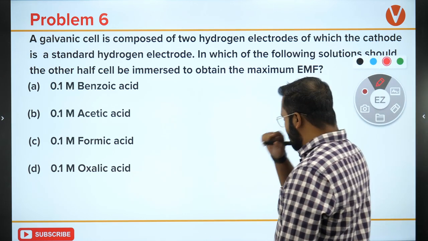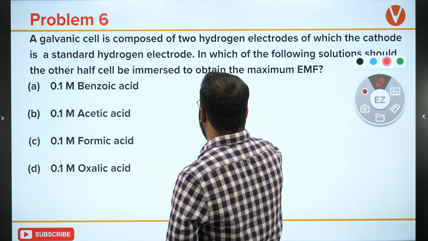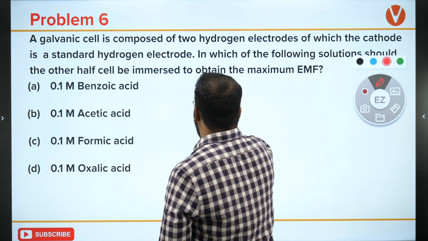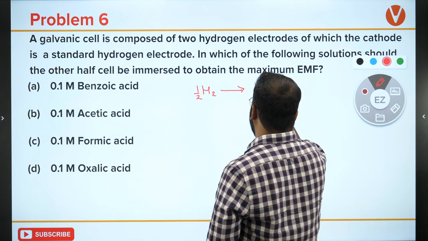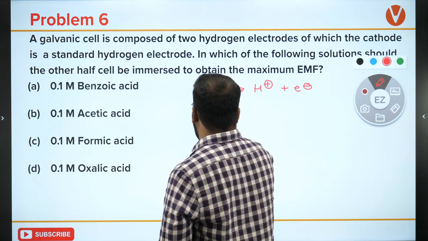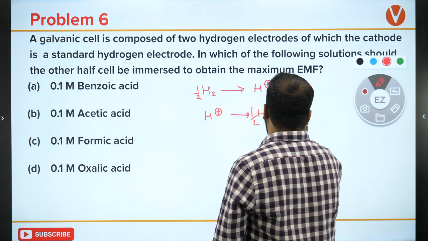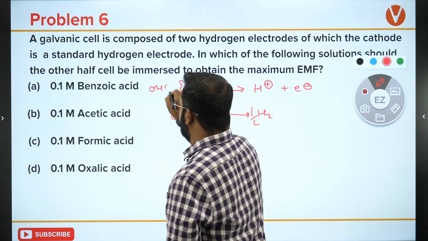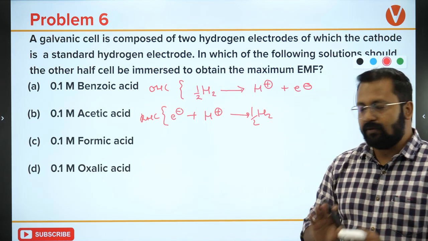The question will be solved like this: if I write the anodic reaction, we will write this. What happens at the anode? Oxidation. So I will write it like this: half H2 changes to H plus, that will give out an electron, and H plus changes to H2 taking up an electron. This will be the oxidation half cell, this will be the reduction half cell. This should be first perfectly clear.